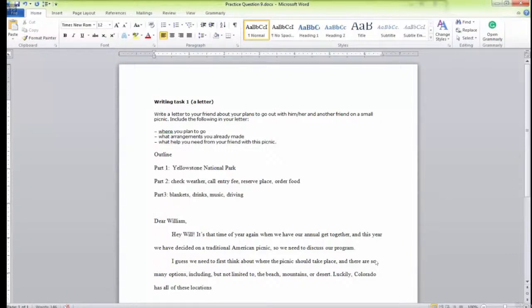Luckily, Colorado has all of these locations, but since it's my turn to decide this year, comma, I feel that we should picnic in beautiful, beautifully famous Yellowstone Park. All right, so there we have our part of our sentence about where we're going to have our picnic, right? The location. And here we have two sentences. Remember, it could be 2 to 3 sentences, okay?